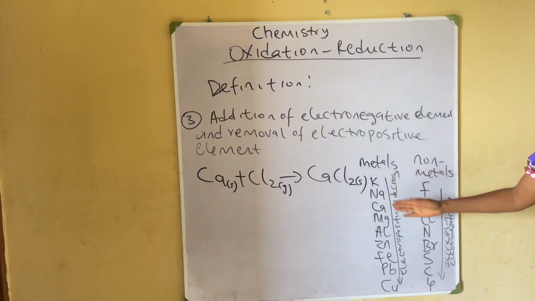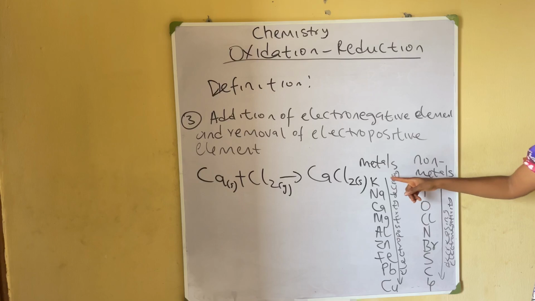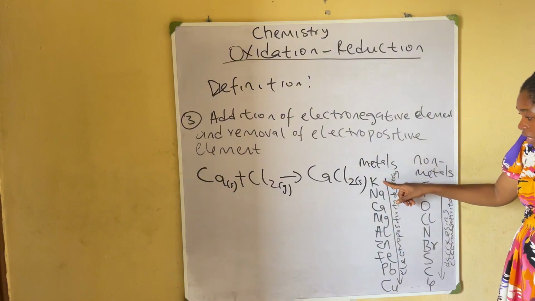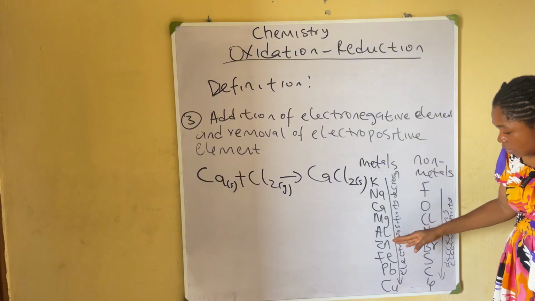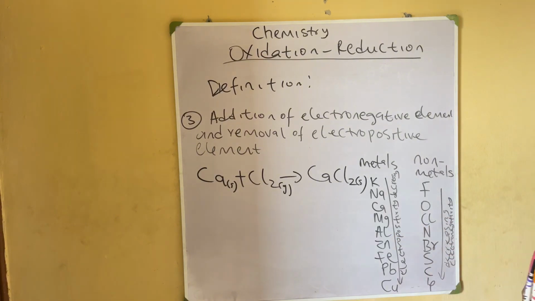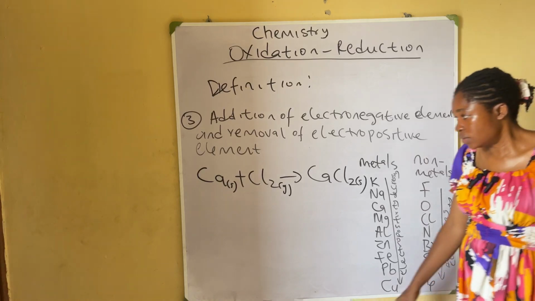So metals in decreasing order of electropositivity: potassium is more electropositive than sodium, followed by calcium, magnesium, aluminium, zinc. Okay, look at non-metals in decreasing order of electronegativity. Fluorine is most electronegative, followed by oxygen, chlorine, bromine, sulfur, carbon, iodine, phosphorus.